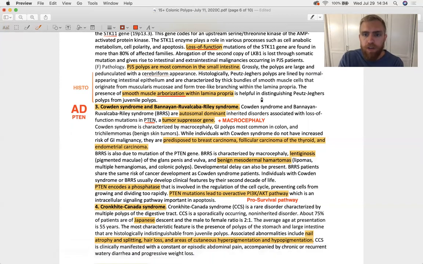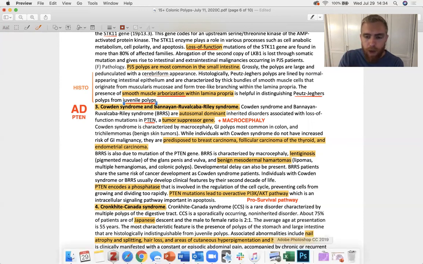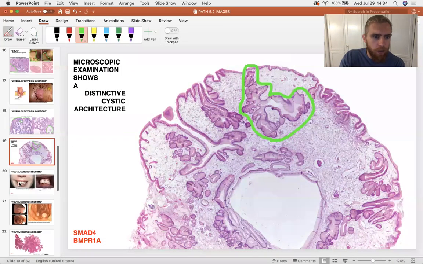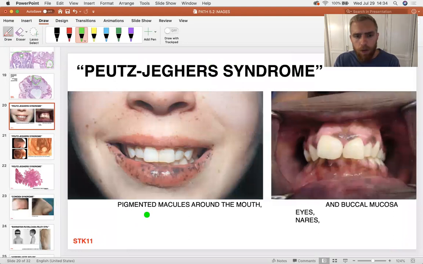And that's helpful in distinguishing Peutz-Jeghers polyps from juvenile polyps, which have what sort of histology? What do we see? Cystic spaces, yes. So let's take a look at Peutz-Jeghers quickly. Here's your macules again. But what do you think it is? Kid's got GI symptoms, Peutz-Jeghers. And here's an example on the right. It's on the gums, on the gingival mucosa. It can be on the buccal mucosa. That would be the inside of the cheeks, like right there.